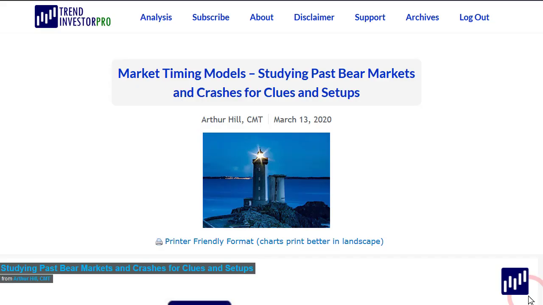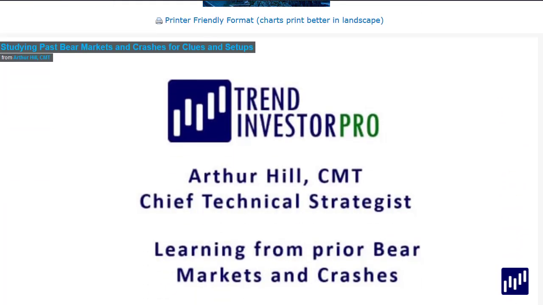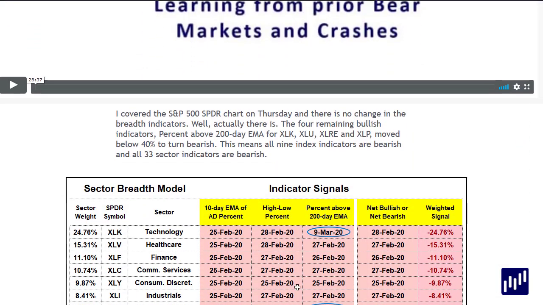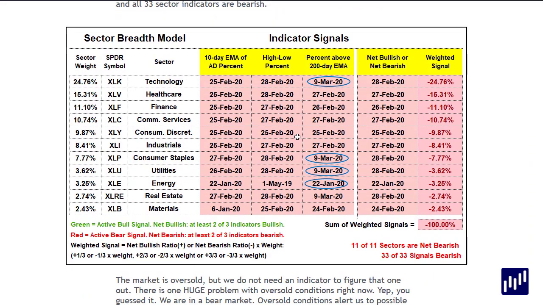So way back on March 13th, which seems like an eternity in this day and age, but it was like 3 weeks ago, on TrendInvestorPro.com, I put together a video studying past bear markets and looking for clues and setups going forward. And I covered the sector breadth model. And you can see everything was turning bearish in late February. And some of the weighted signals were 100% bearish in late February.